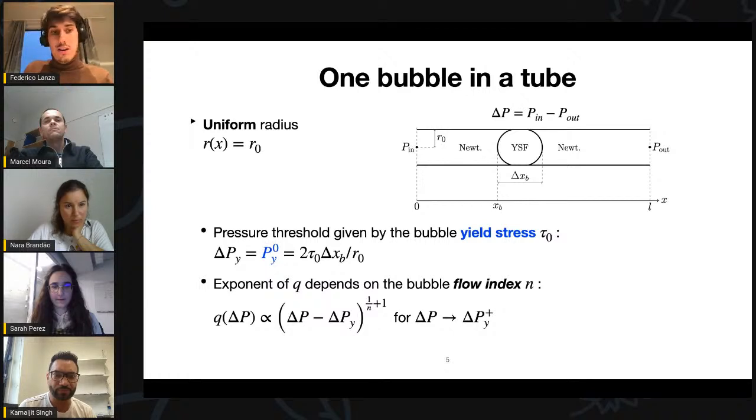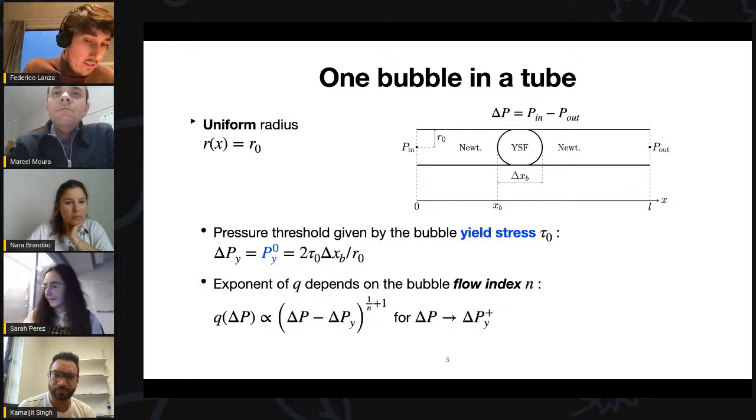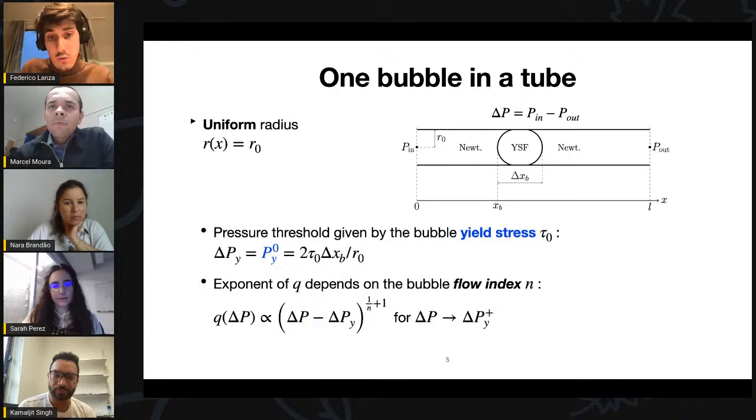In particular, the pressure threshold will depend on the yield stress of the fluid composing the bubble, while the exponent will depend on the flow index. They are both characteristics typical of the fluid that composes the bubble. And we can see that the power law is 1 over n plus 1, and it's not trivial. So in general, it's not 1, for applied pressure close to the pressure threshold.